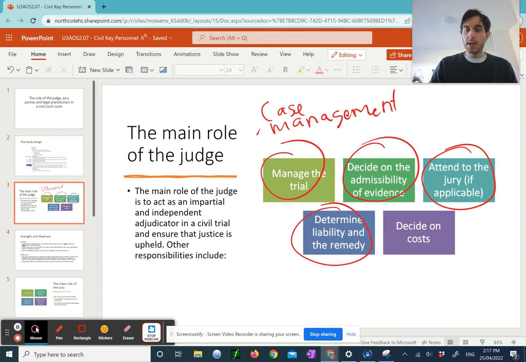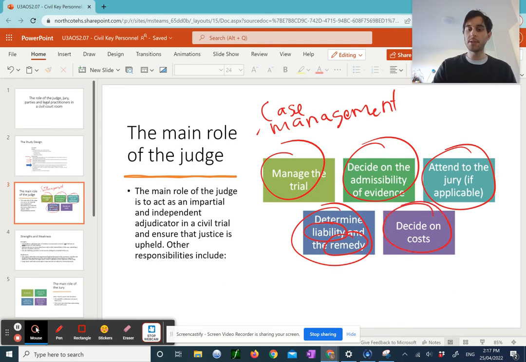If the jury isn't there in a civil trial, juries are optional in a civil trial. So if there isn't one, the judge also has the role of determining liability. So do they accept the case or not? Who wins the case? And they'll make a decision about the remedy. Should you get money? Should you get an injunction? How much money should you get? That sort of thing. That's the judge's role if there's no jury.